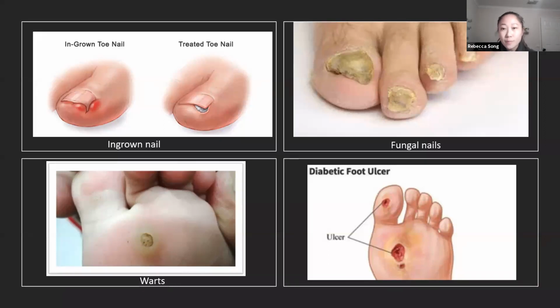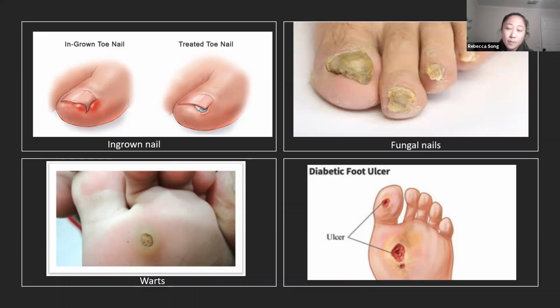Fungal nails are also very common, so that's the second photo at the top there. This can be from trauma again, poor hygiene, or it can be from somebody else as well, so that is contagious. This can be treated through over-the-counter medications such as lacquers. So it's like a nail polish that you put on every day. You can put it on the nail, and you can also put it on the surrounding skin as well.